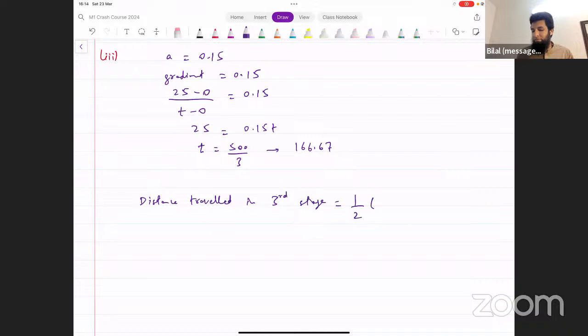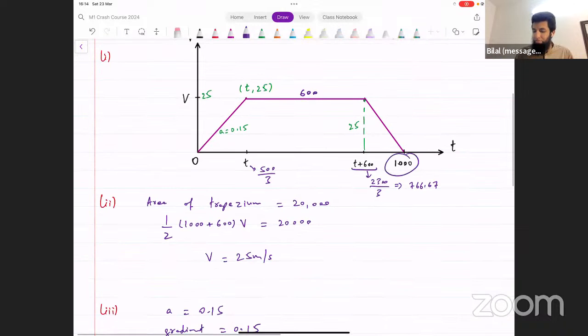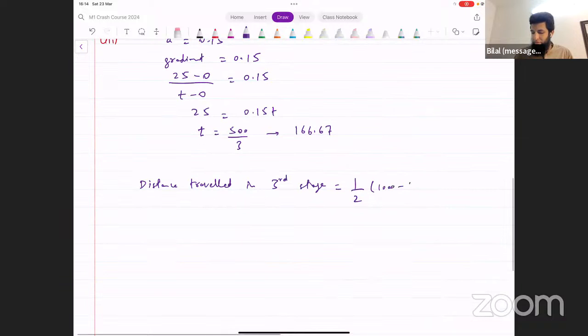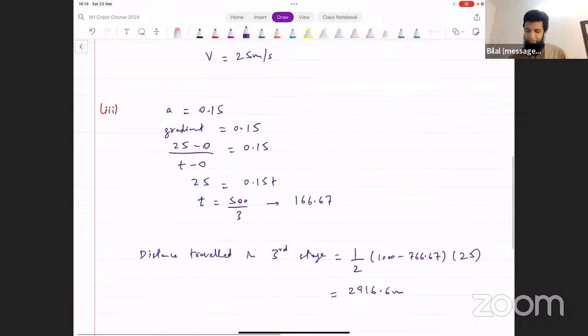Half into base, which is 1000 minus 766.67, into height, which is 25. And that's going to give you that area, right? 1 over 2 into 1000 minus 766.67 multiplied by 25. And that's giving me 2916.6 meters. That's the distance traveled during the third stage of the journey.